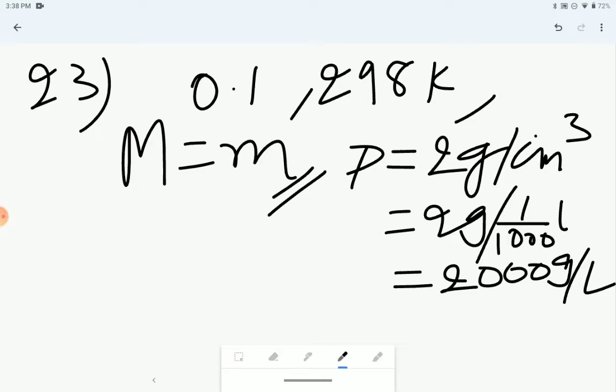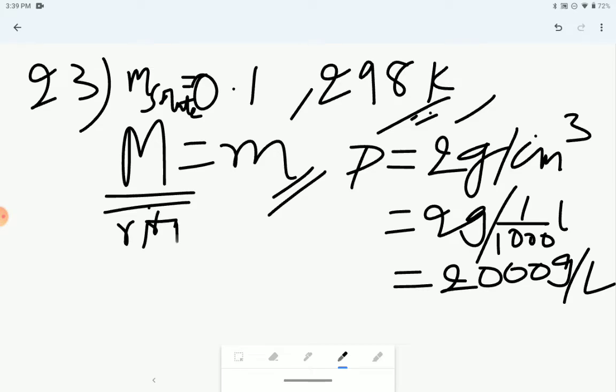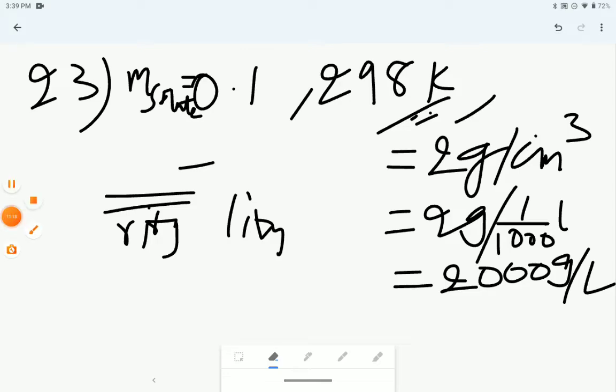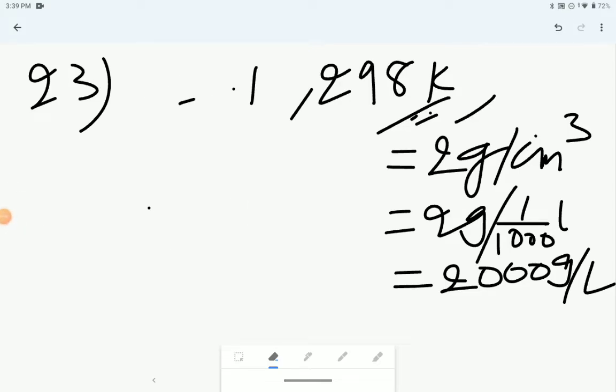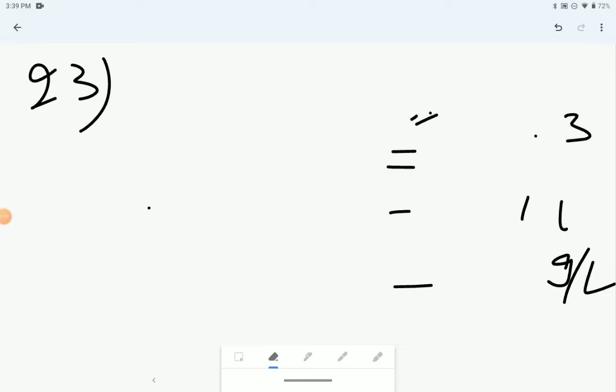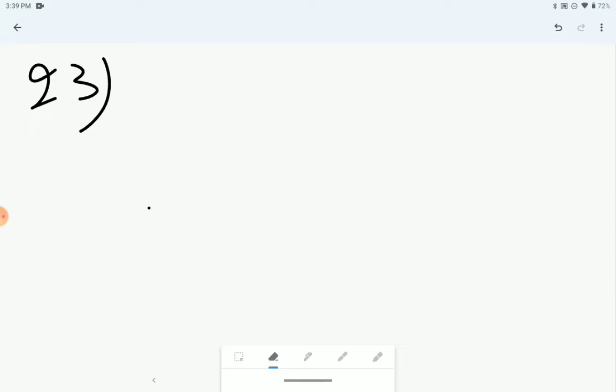We have the mole fraction of solute as 0.1, and its temperature was given, which can be neglected. Never care about the temperature, especially in these chemistry problems. It was also given that molarity is equal to molality, and density was given. So we should solve this question quickly. Yes, we are running out of time, so in a very quick manner.